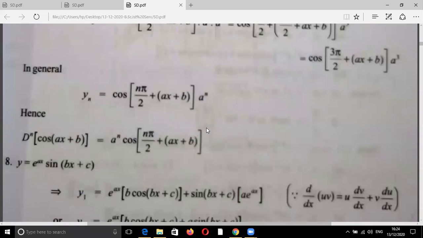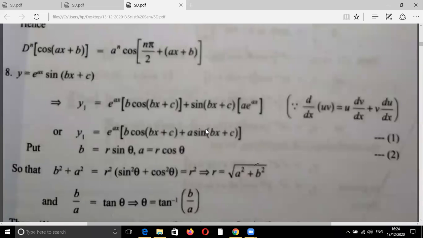Okay, now the next one: y is equal to e to the power ax into sin(bx plus c). Then you have to find the nth derivative. Now this is also the same pattern. For y1, you see a product of two terms: e to the power ax is one function of x and sin(bx plus c) is also a function of x. Therefore you have to apply the derivative of a product of two functions.